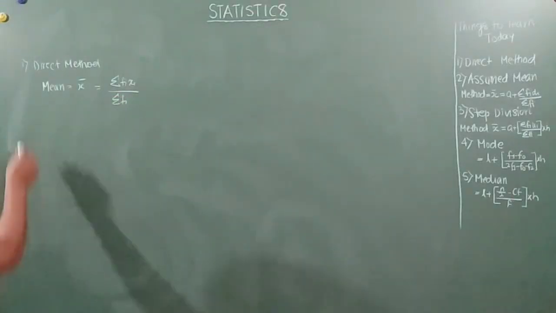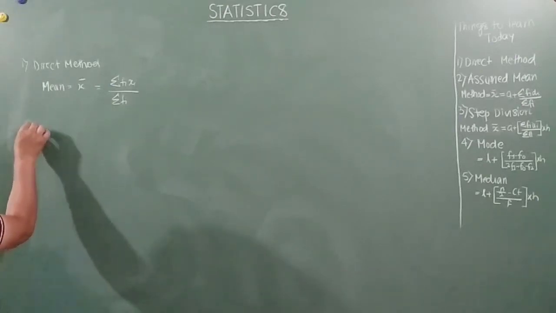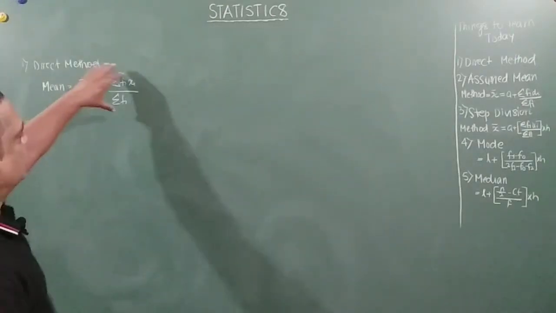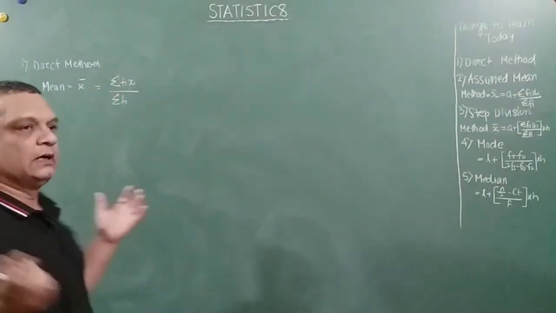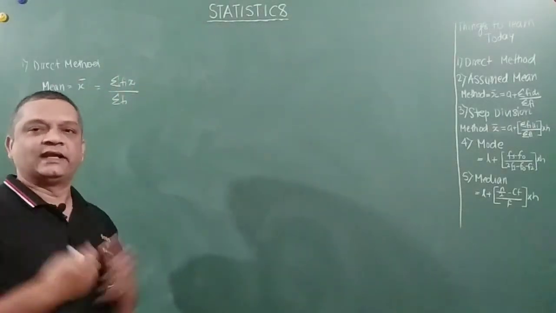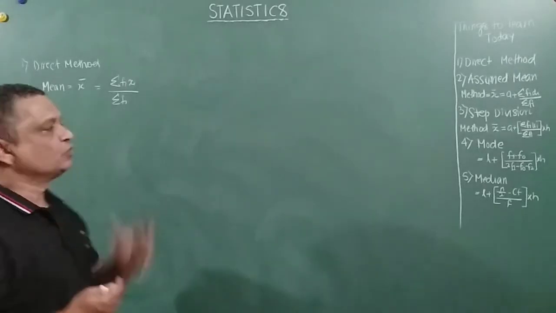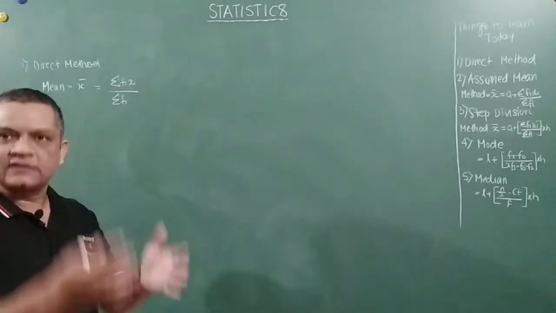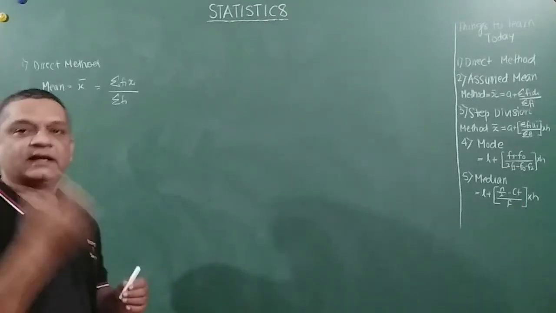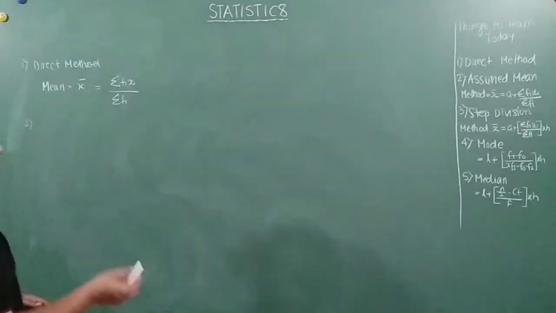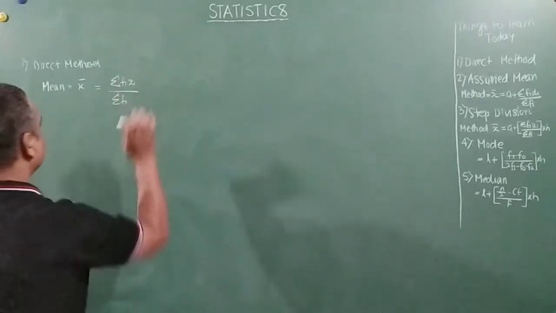Correct? This I hope you understand. Let's say I am talking about marks scored by 10 students. The total marks will be the class mark into the number of students who have got marks in that category, in that class interval. So, this is the mean.